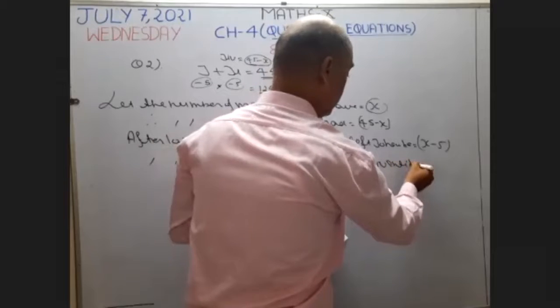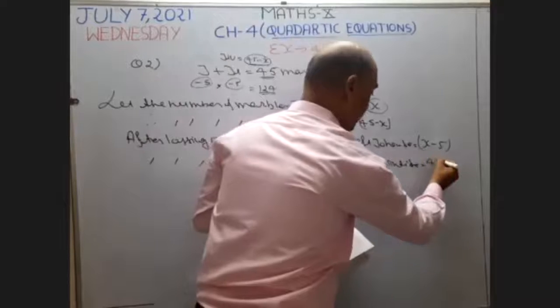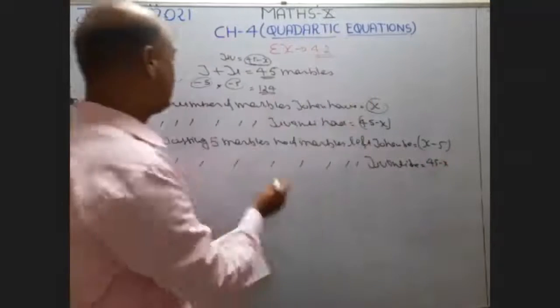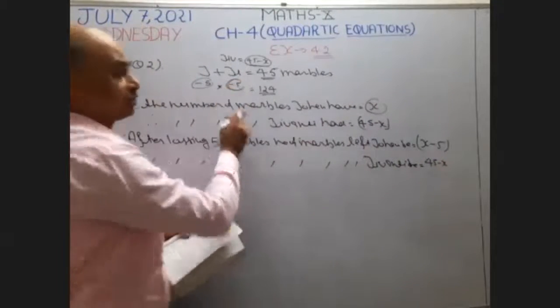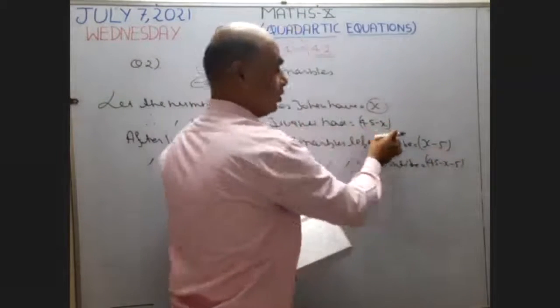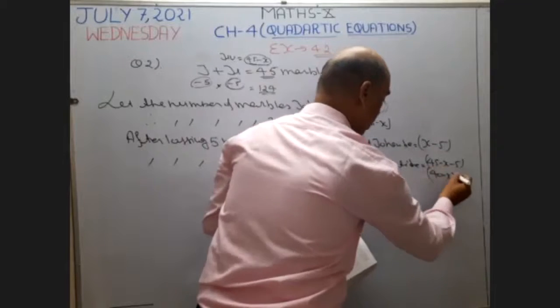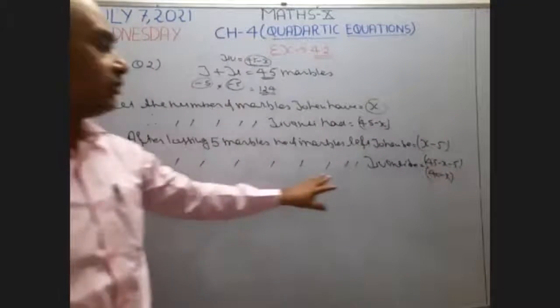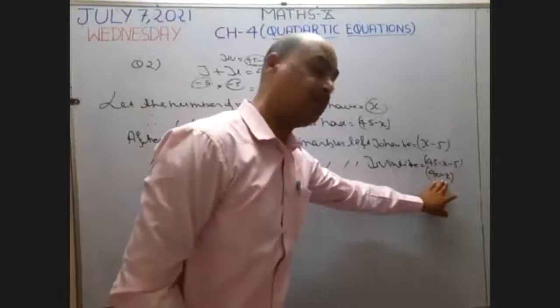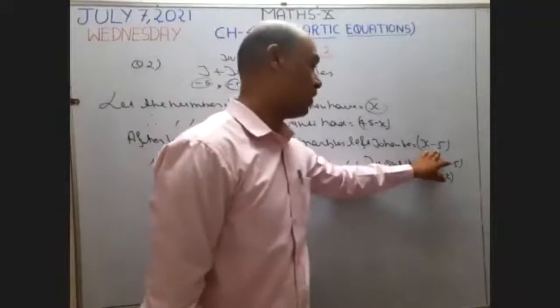Jivanti B. At present, how many marbles does Jivanti have? 45 minus X. How many marbles is she going to lose? 5 marbles. So I'm going to subtract 5 marbles from the current marbles. So 45 minus 5 becomes 40 minus X. So after losing 5 marbles, Jivanti has 40 minus X marbles. After losing 5 marbles, John has X minus 5 marbles.